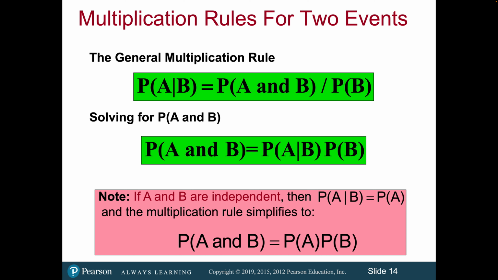So again, we were given that the probability of A given B is the probability of A and B divided by the probability of B. Doing a little bit of arithmetic there, actually multiplying both sides by the probability of B, we can see that the probability of A and B can be found by taking the probability of A given B times the probability of B. And if A and B are independent, then the probability of A and B can be found by just multiplying the probability of A times the probability of B. So that really simplifies the calculation process of finding the probability of A and B by just taking the product of the probabilities.